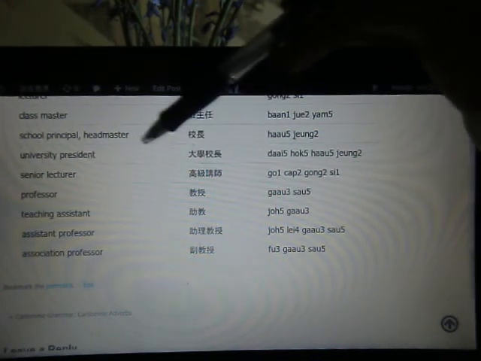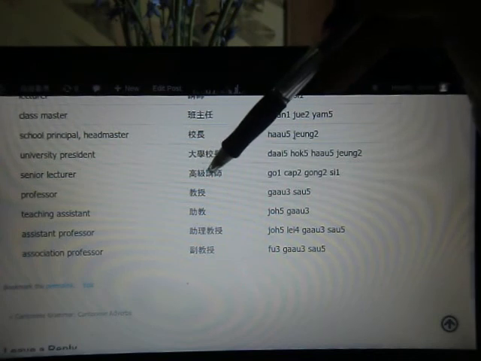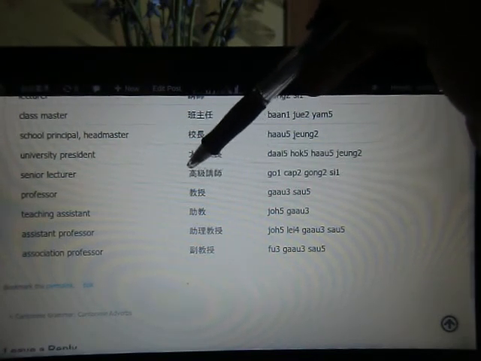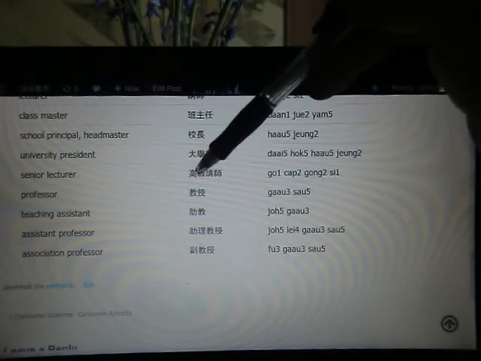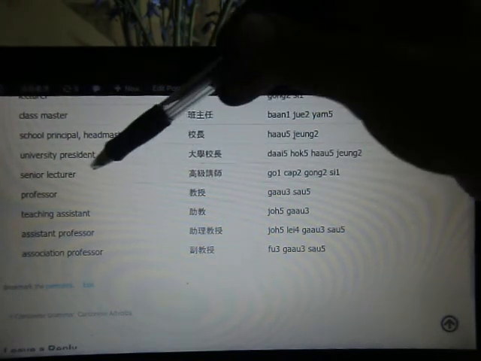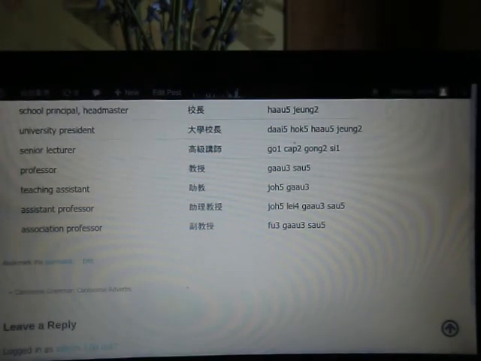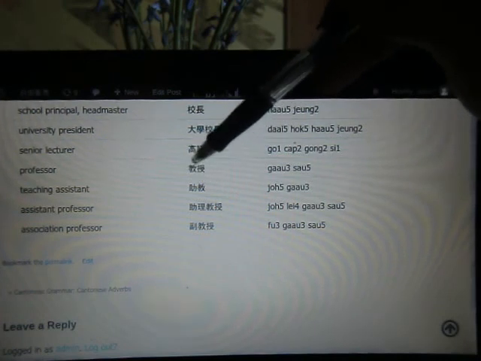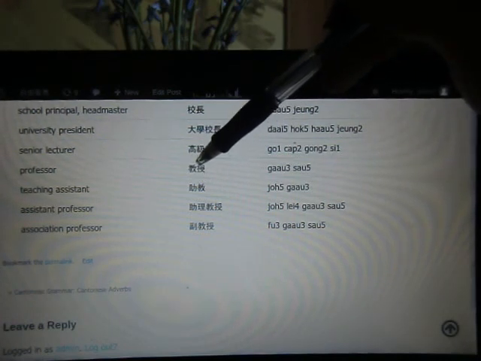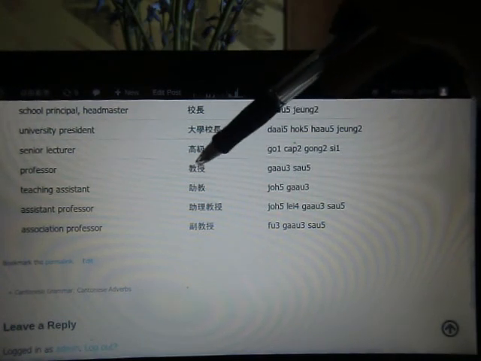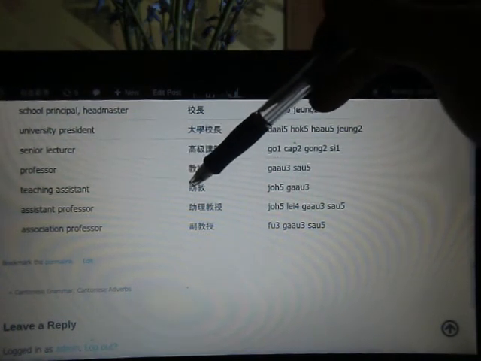Senior lecturer, 高級講師. 講師 is lecturer. 高級, 高 means high or tall. 級 is the level. So higher level lecturer. In other words, senior lecturer. 高級講師. And then professor is 教授. 教 is to teach. 授 is to give. To give you something by teaching. 教授, professor.